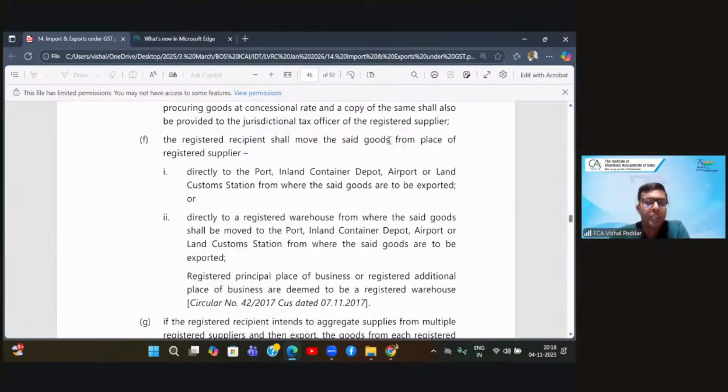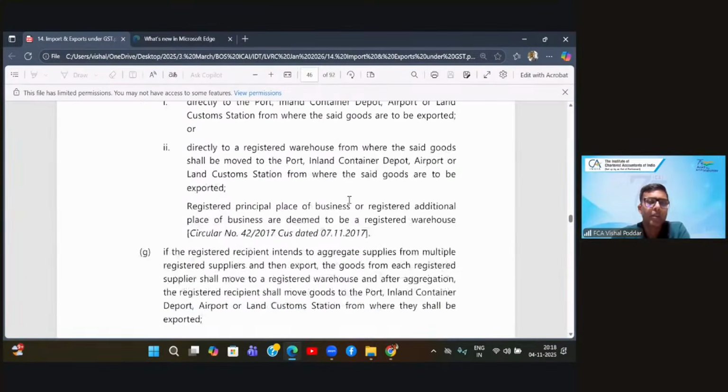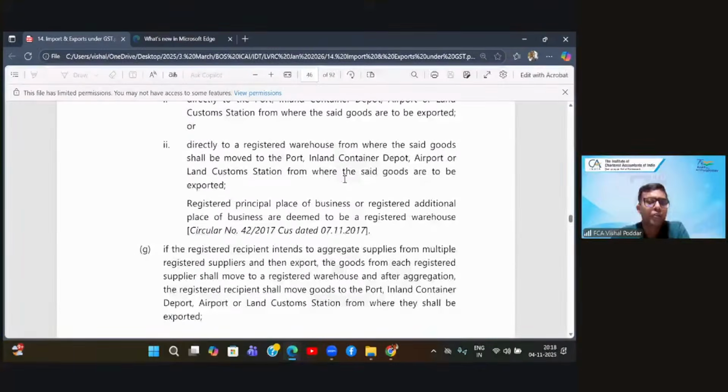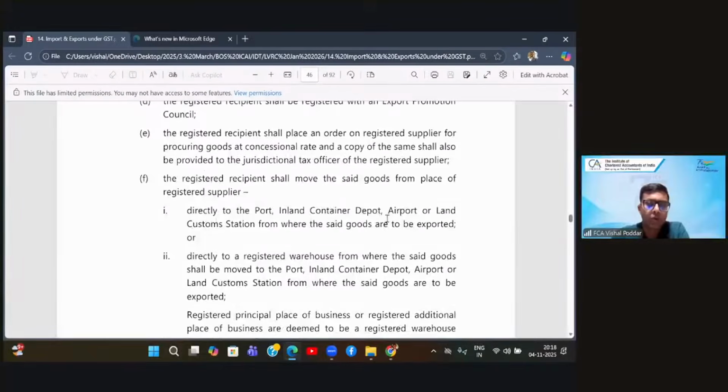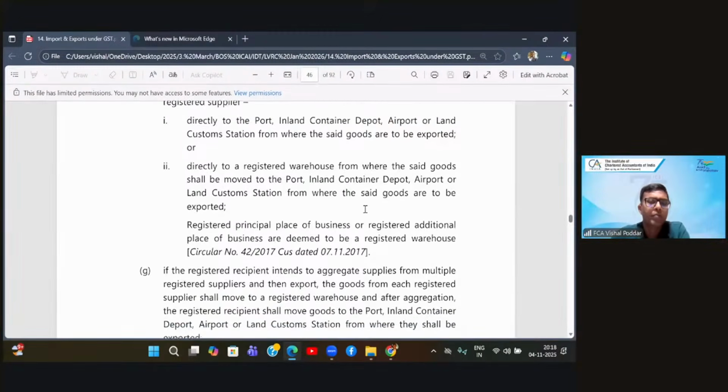Now I shall move the goods from your place directly to the port or to the inland container depot, etc., or directly to the registered warehouse from where the said goods shall be moved to the port, etc. So the basic point is I should not be bringing it to my main place of business because there cannot be any manufacturing done by me. So either from your place, I should directly send it to the port, etc., from where they will be exported, or directly to my registered warehouse from where the said goods shall be moved to the port, etc., and from the port they can be sold.